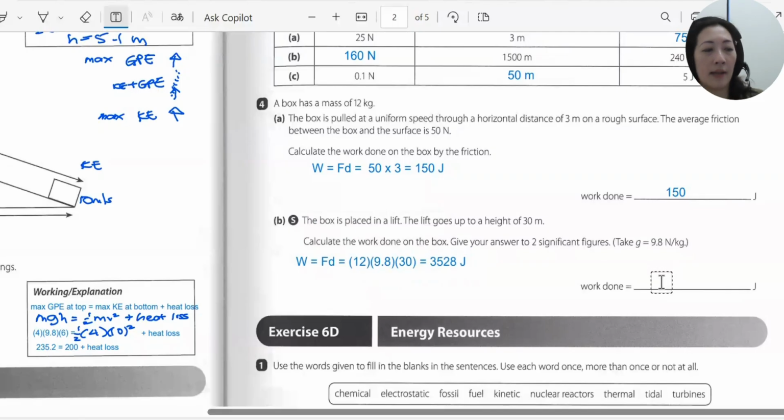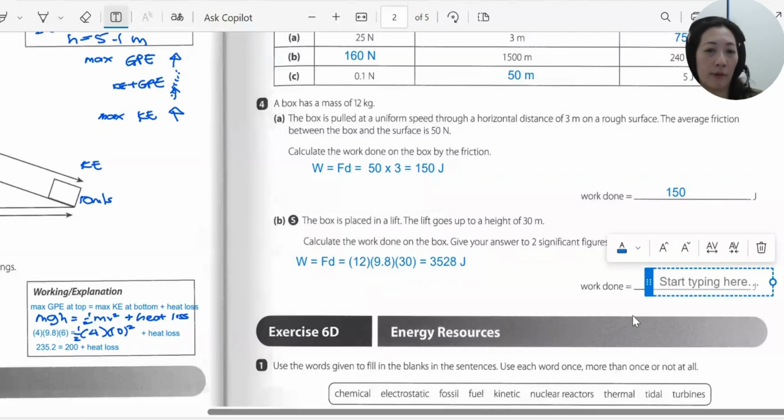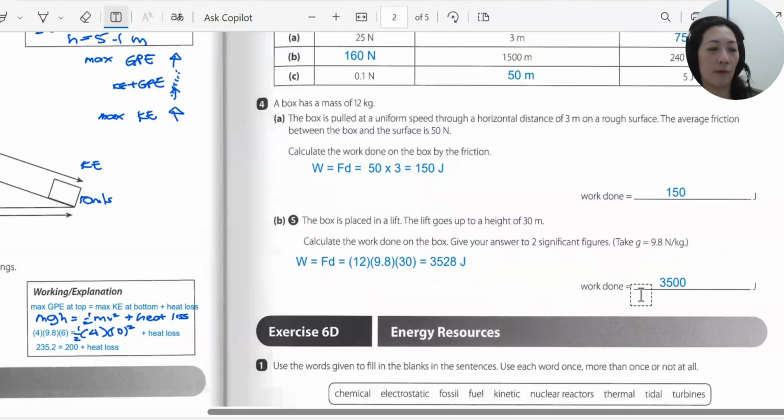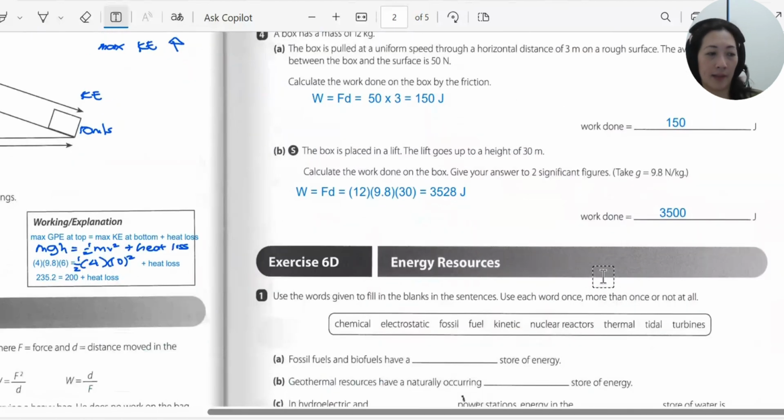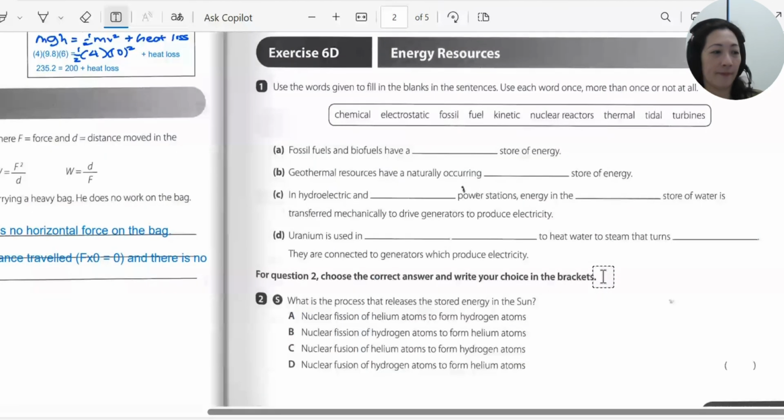Now, remember that for IGCSE, they prefer you to write to 2 or 3 significant figures. So that's why I'm going to round this to 3,500, which is 2 significant figures. That's how you solve question 4. Let's go on to exercise 6D. So for this question, against a word bank, you need to use the words to fill in the blanks. Okay, you might use each word once, more than once, or not at all.